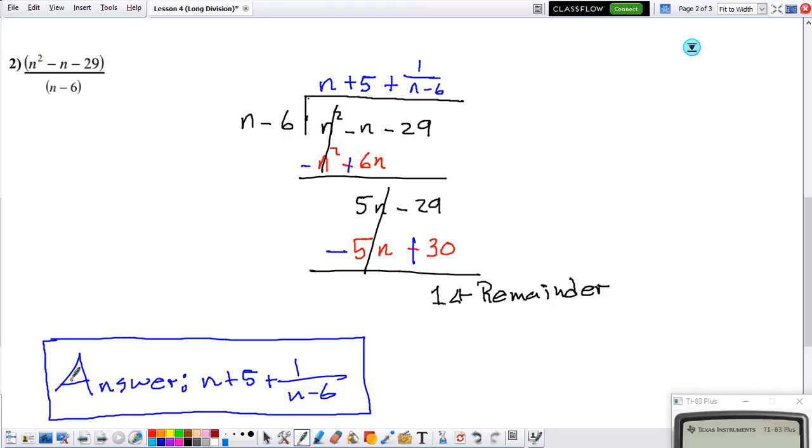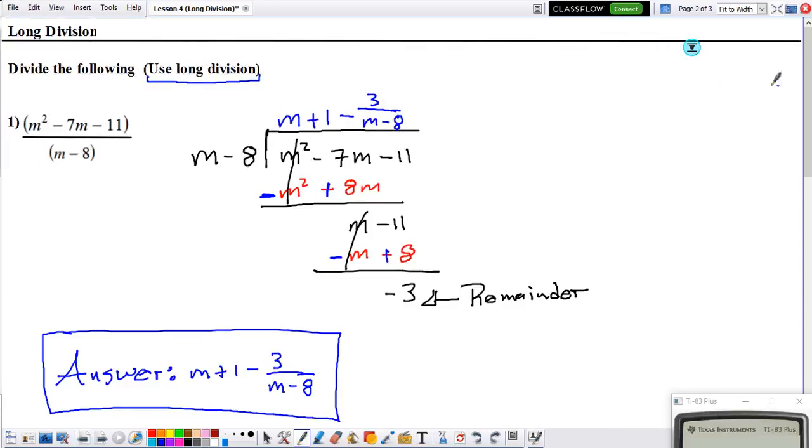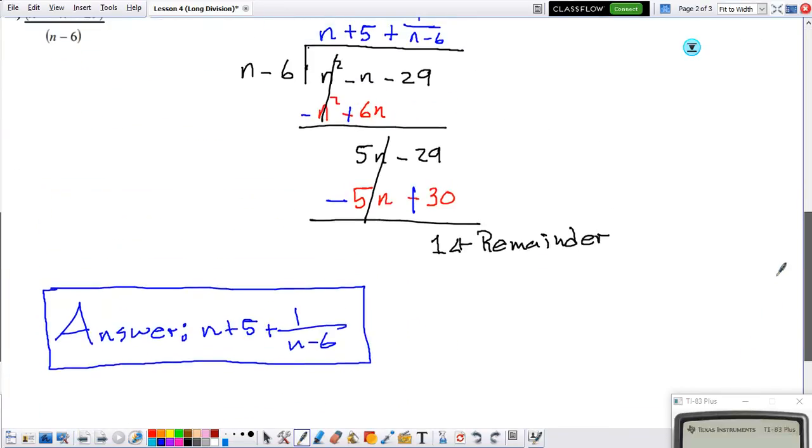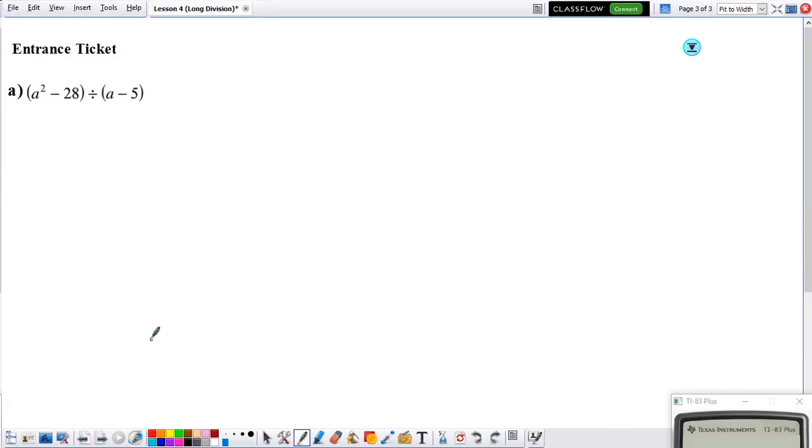So now let's do our last example for today, which, nope, that's your entrance ticket. I guess that's it. We just did 2 examples today. Hopefully this is enough for you to try to do your entrance ticket, which is here. Just try to divide the following expression.